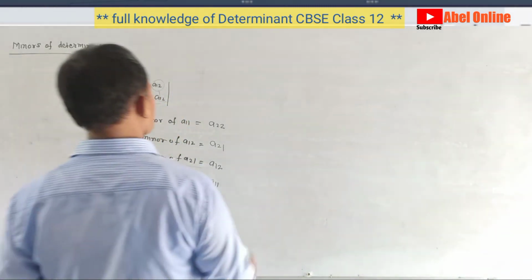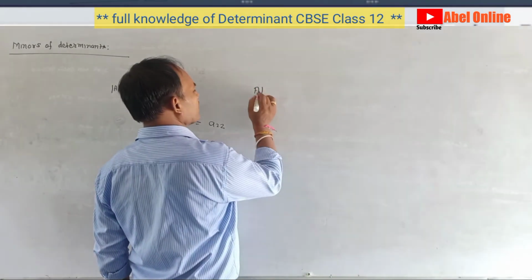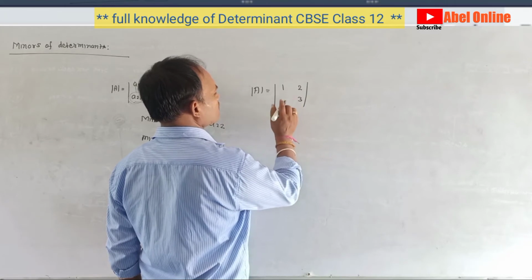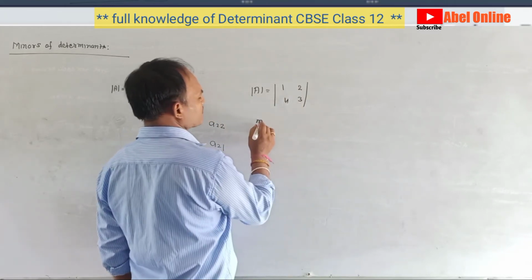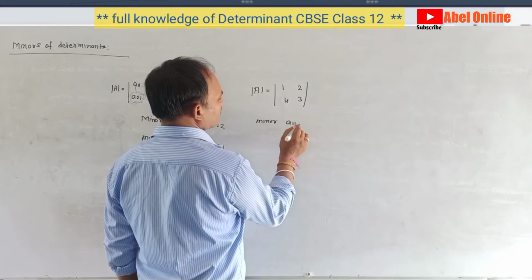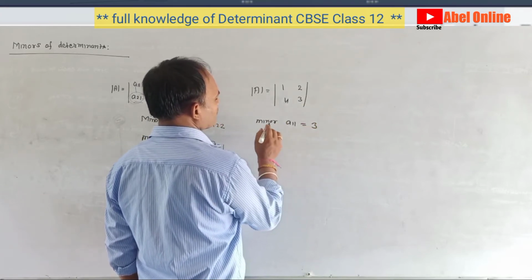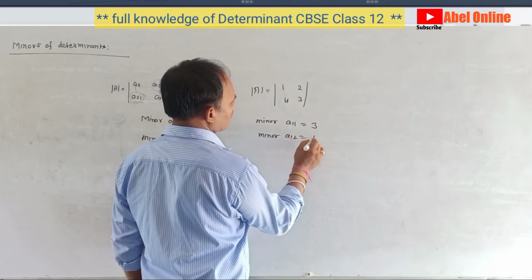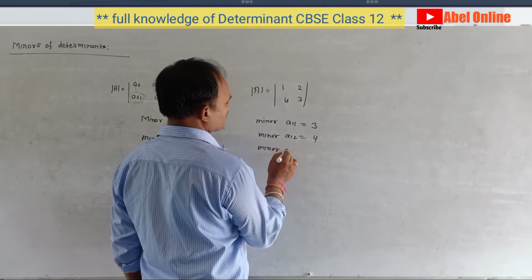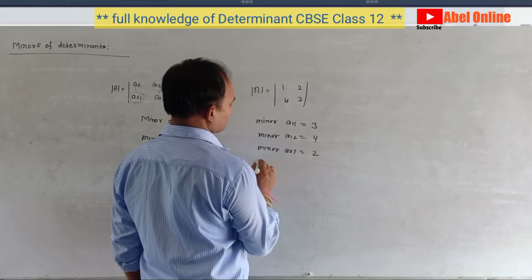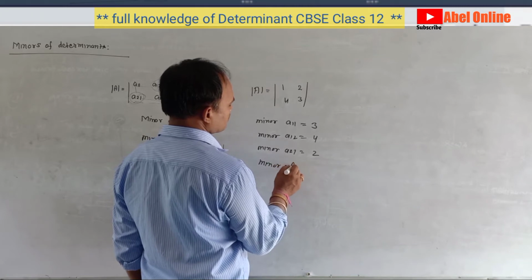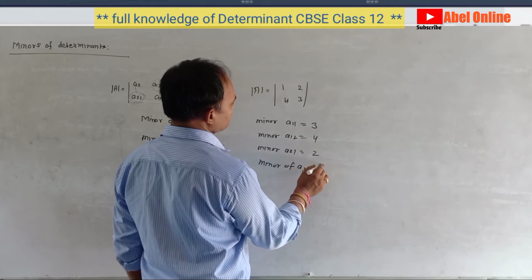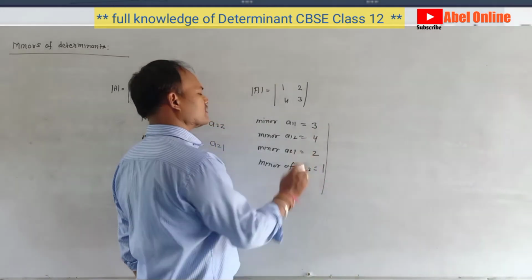We take a question: determinant of A is 1, 2, 3, 4. What are the minors? Minor of A11 is 4, minor of A12 is 3, minor of A21 is 2, minor of A22 is 1. By this way we find the minors.